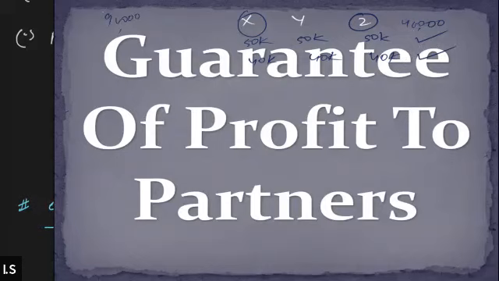Right? And when you distribute it, 30,000, everybody is going to get how much? 30,000. Now the problem arises. Now Z is not happy at all at this point because he was guaranteed a profit of 40,000. He is getting 30,000. That means there is a deficiency. There is a deficiency of how much? There is a deficiency of 10,000.